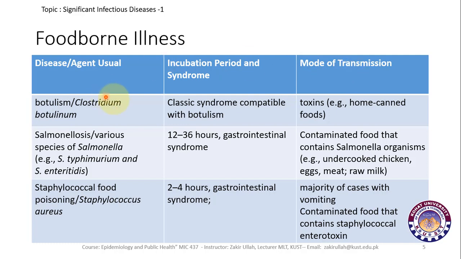In this list, at the top is botulism, a disease caused by a gram-positive bacterium, Clostridium botulinum. They have a classical syndrome which is compatible with botulism, and it is transmitted by toxins, especially in canned food. So this disease is spread by food which is unhygienically canned.